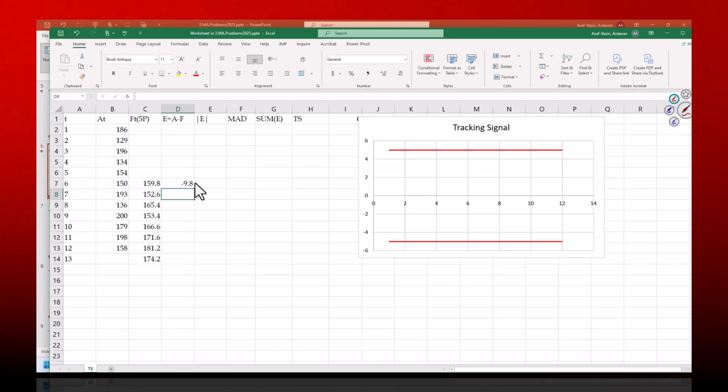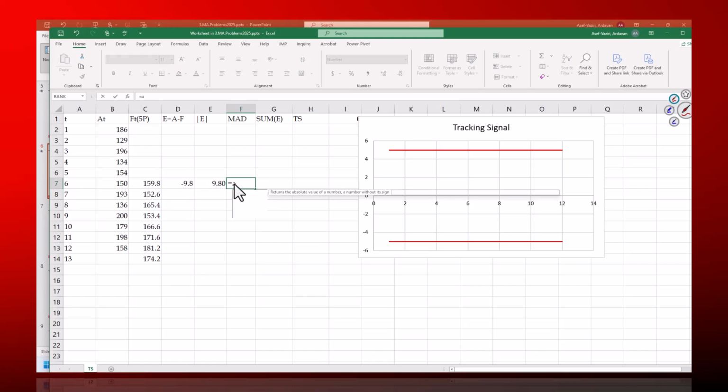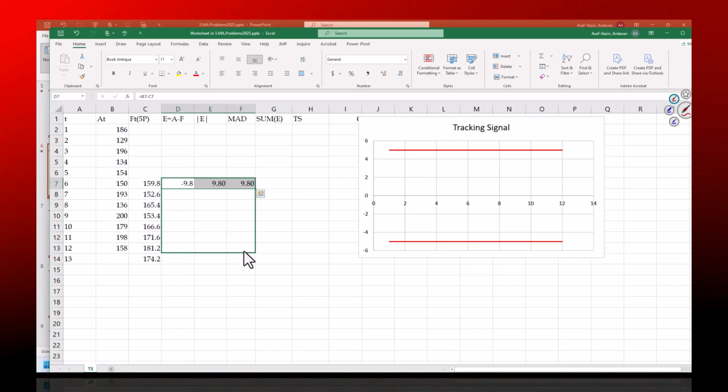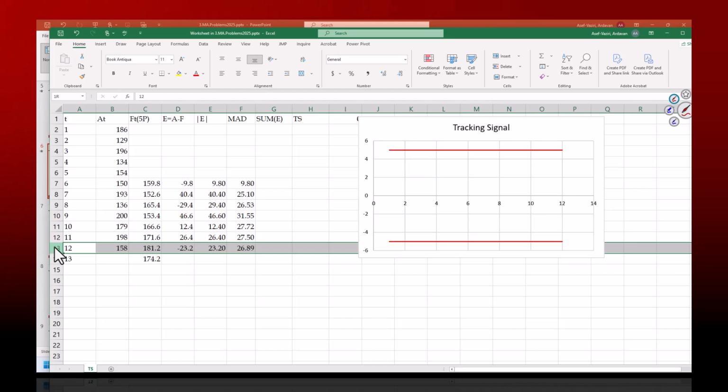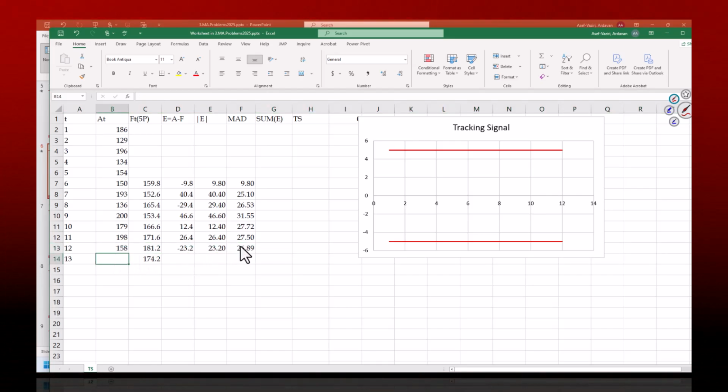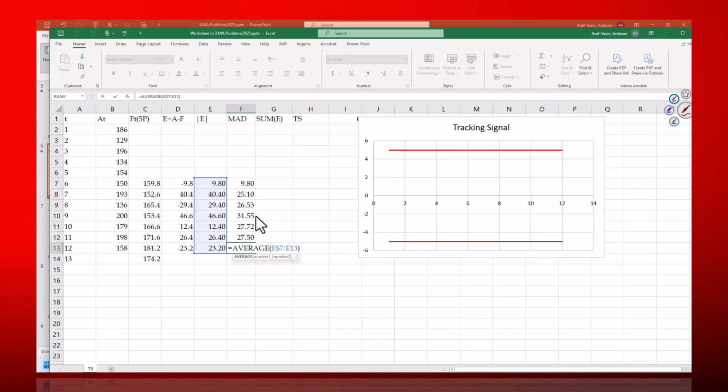enter, equal to absolute value of actual minus forecast, equal to average of this to itself. But I put a dollar sign in front of the first 7 to make that one absolute and the second 7 relative. Now, if I copy these 3 down up to where I do have forecast and actual, both of them, I cannot come to here because here I don't have actual. And if I compute this, it is the average of these numbers.